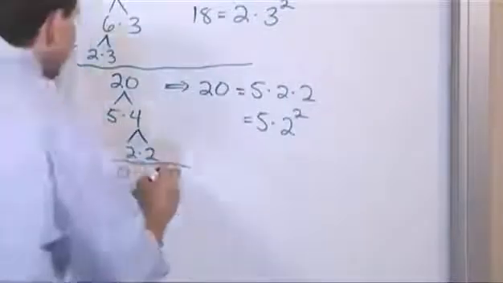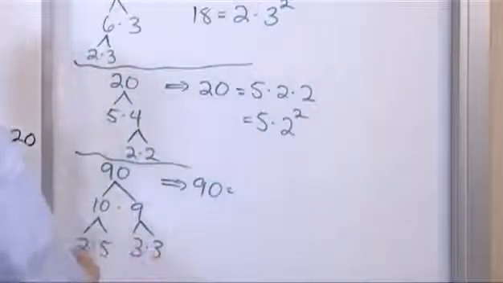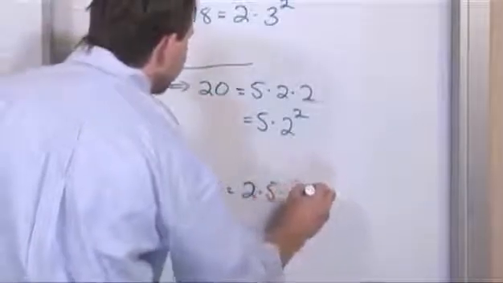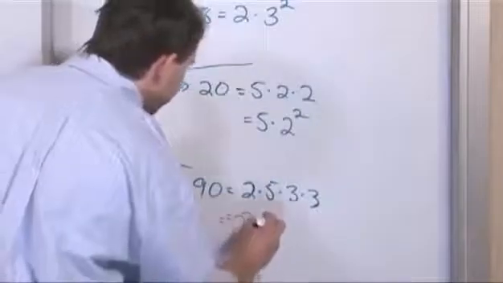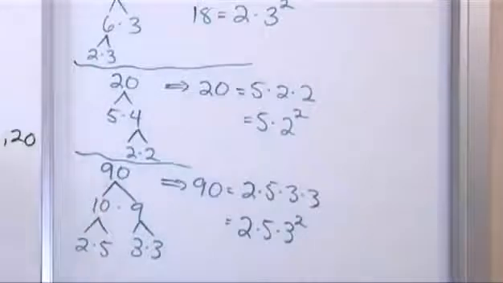So if I'm going to write the prime factorization, I'm going to say that 90 is equal to everything multiplied here. 2 times 5 times 3 times 3, from these 3s here, which can be written as 2 times 5 times 3 squared. And that's the prime factorization of the number 90.